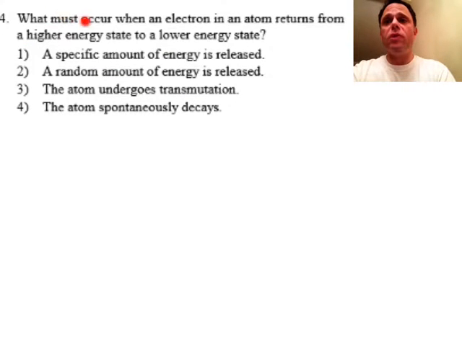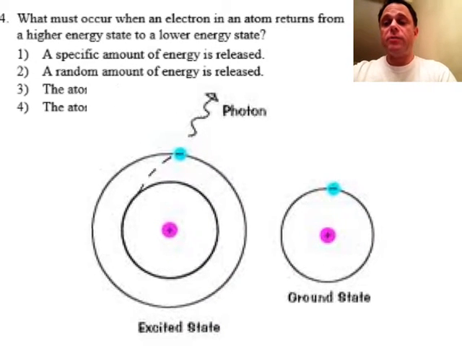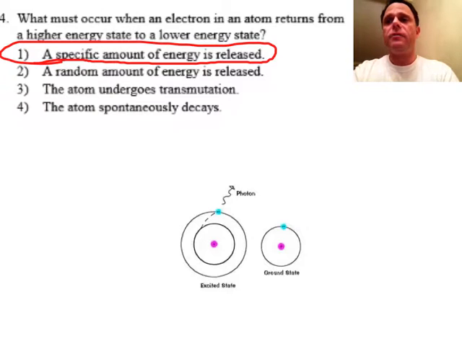Alright, number 4. What must occur when an electron in an atom returns from a higher energy state to a lower energy state? Let me bring back this picture. And in this picture it's showing that the atom is in the excited state and the electron that is excited is now returning down to the ground state. What must be happening? A photon, a portion of energy, a measurable piece of energy is being released. Do we have a match here? Look at number 1. A specific amount of energy is released. That's it.